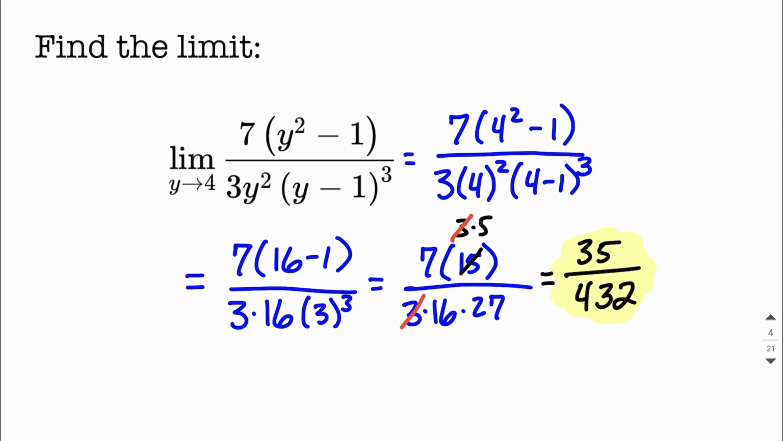Hope this helps. Always, when you're doing limits as your variable's approaching a number, make sure to try to evaluate them by substituting that value in for your variable first.